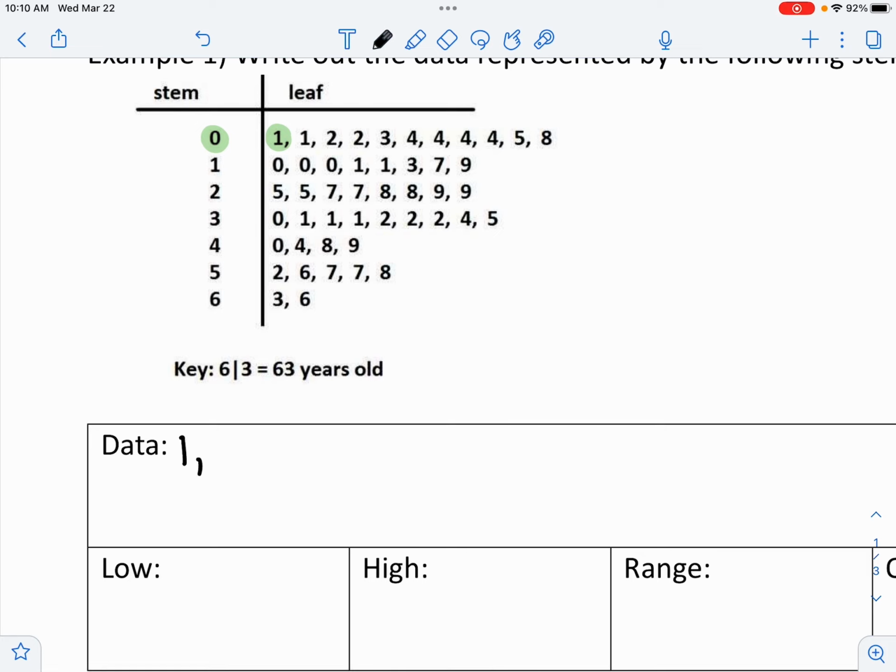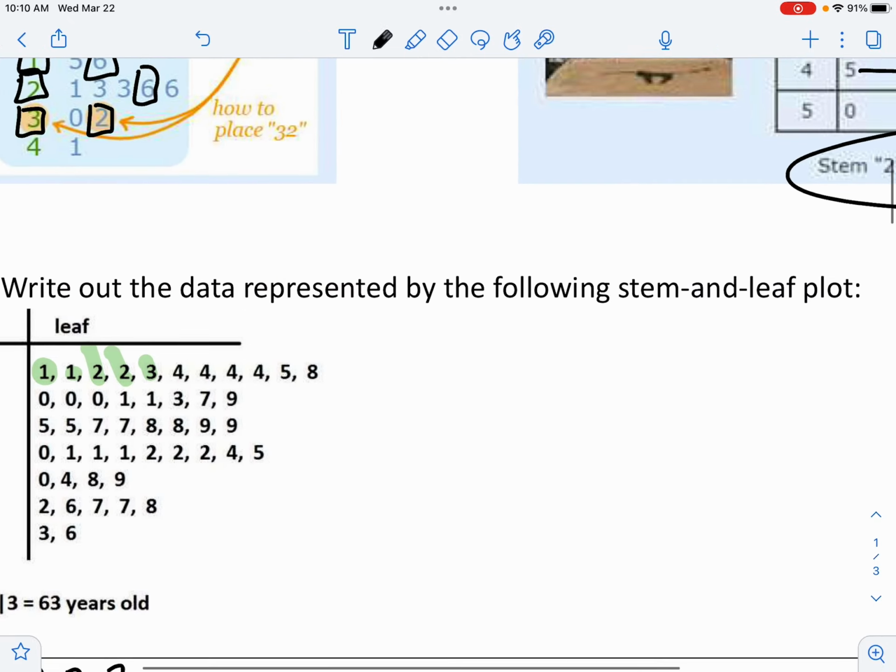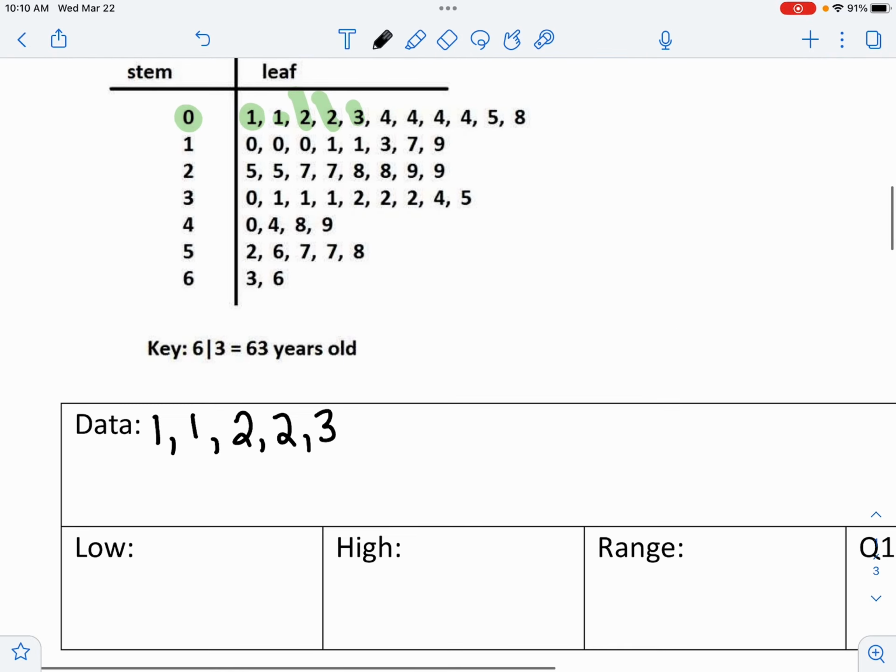How many regular 1s do we have? 2. So we'll write 1, 1. How many 2s do you see? 2. So we'll do 2, 2. Just go ahead and write them all out in a line, especially in a line because we're going to be finding the mean, median, and mode of them. If you could put it in the box where it says data down here, you can always circle it up and move it too if you want to.